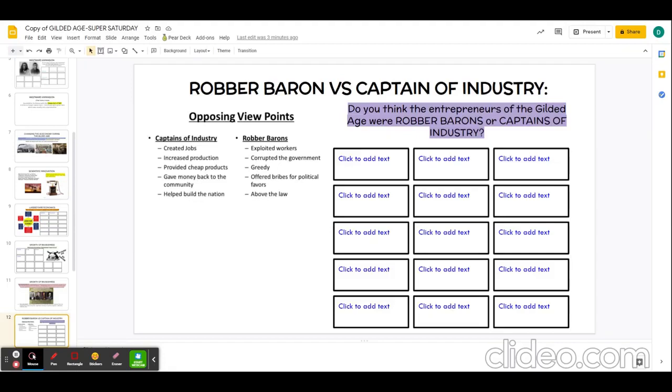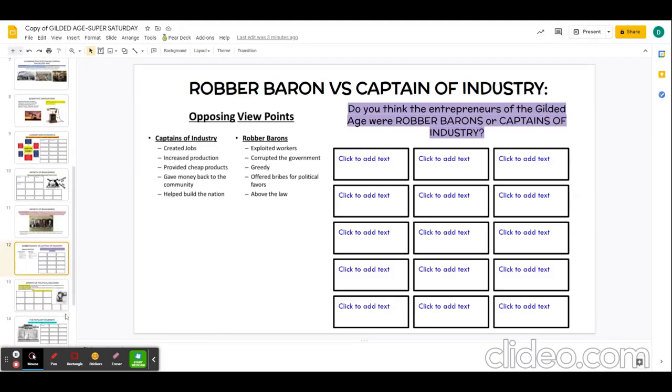Robber barons, keep the R's together. They were ruthless. They were greedy. They exploited their workers. They were corrupt. They kind of felt they were above the law. So with ruthless robber barons, you would think John D. Rockefeller. So you see both during the Gilded Age. This one was just more of your opinion. How would you categorize these entrepreneurs?